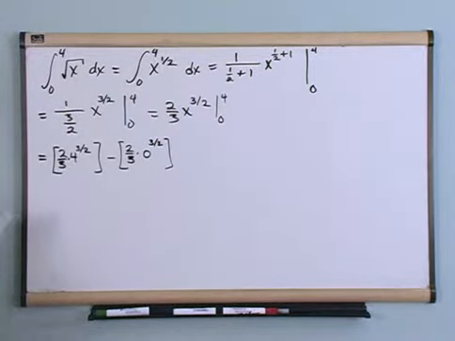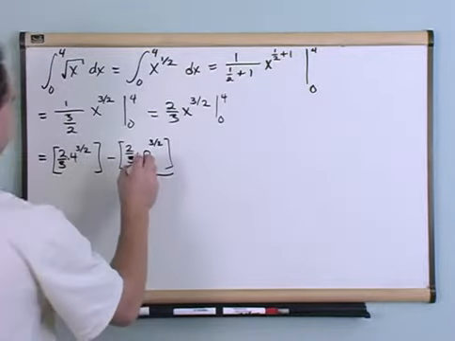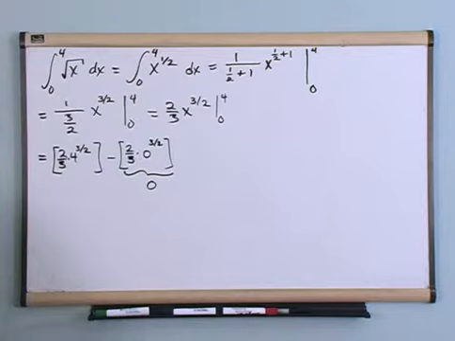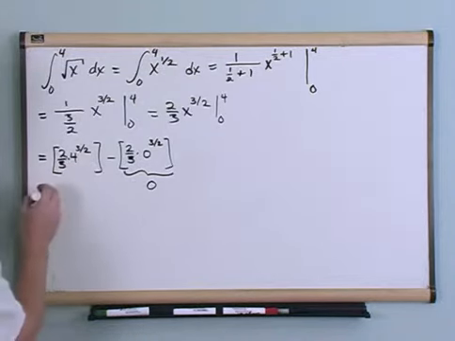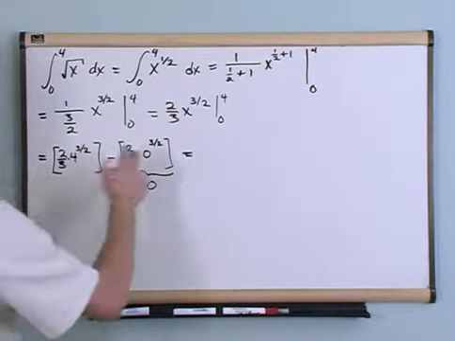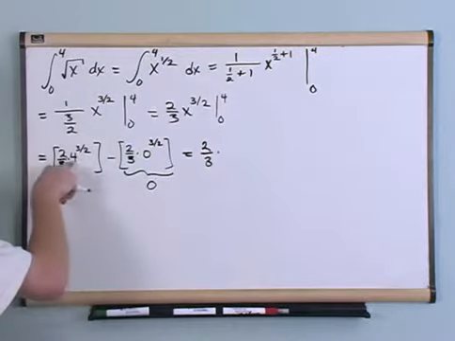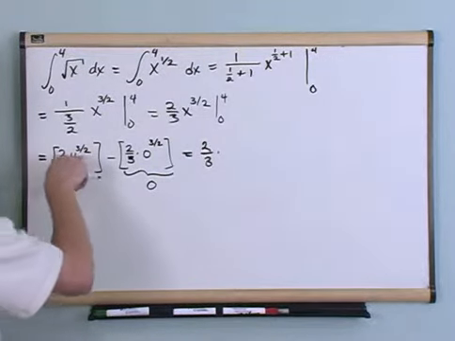Now, I think you can convince yourself that this term is going to be 0, because 0 raised to any power is 0. So this term goes away. But this term doesn't. So when we work with this term here, you're going to have 2/3 times, notice this is 4 to the 3/2.